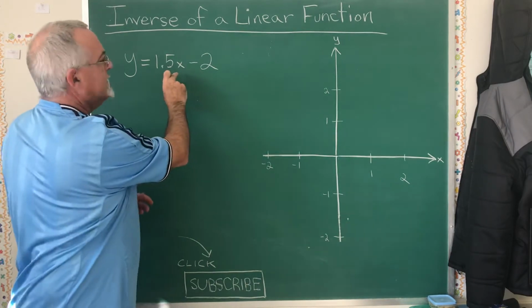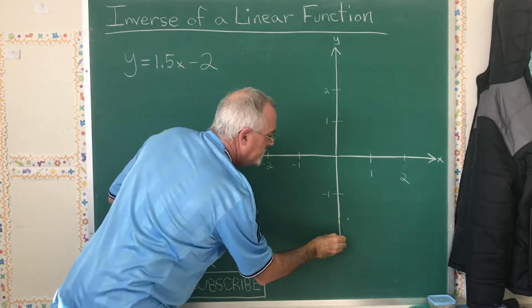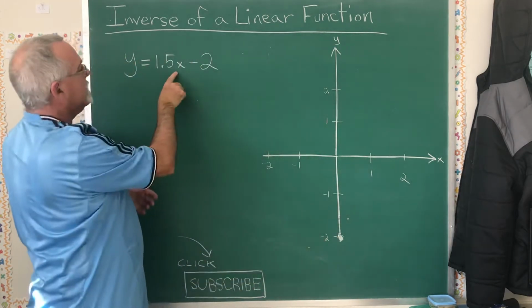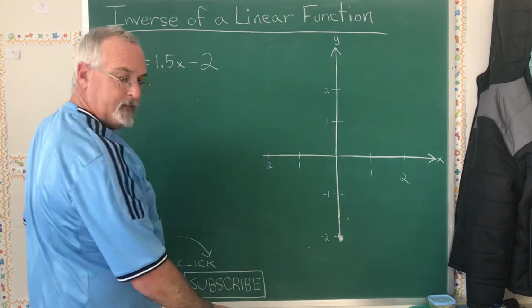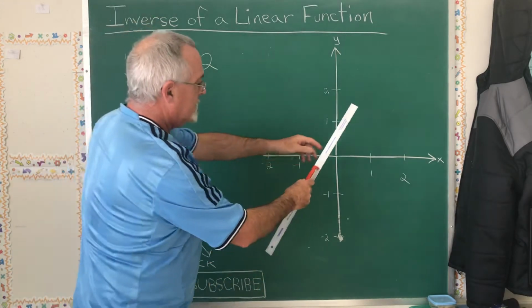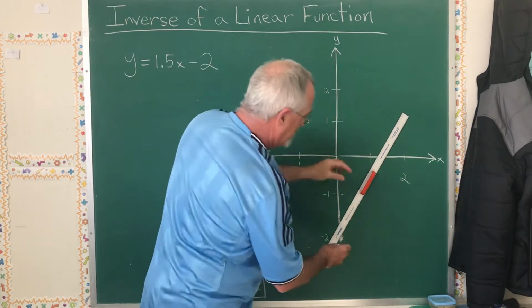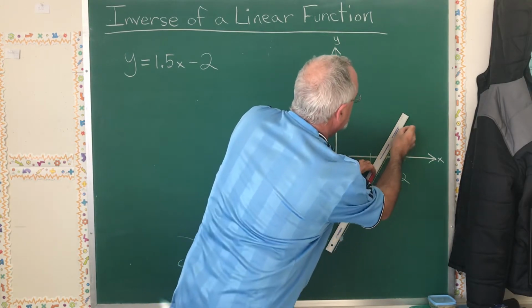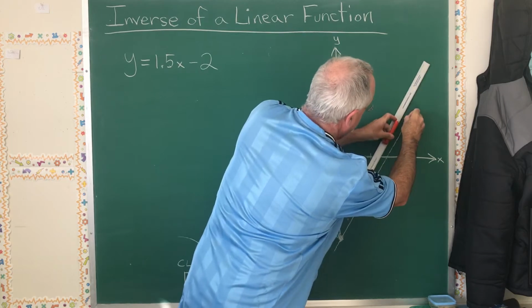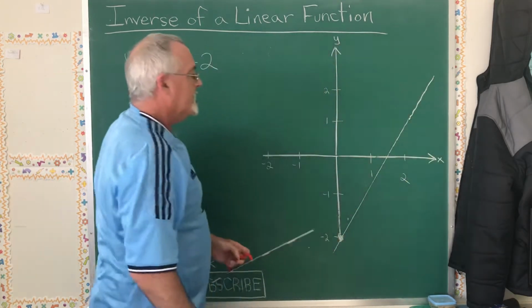So graphing this line to start with, I have a y-intercept of -2 and I have a slope of 1.5, and that is going to make the line go across the point 4/3, 0. So I have my line.